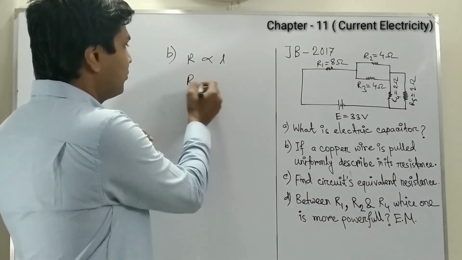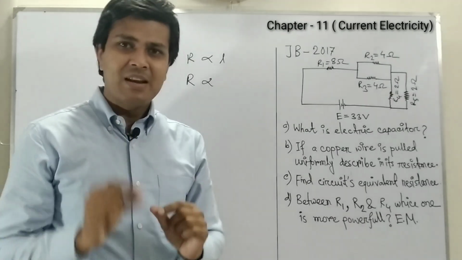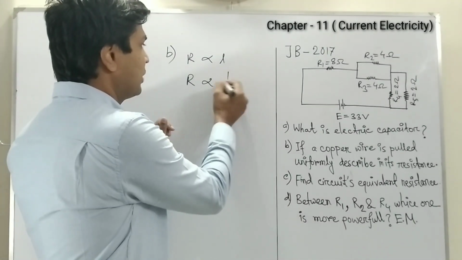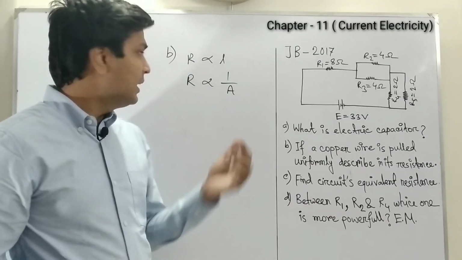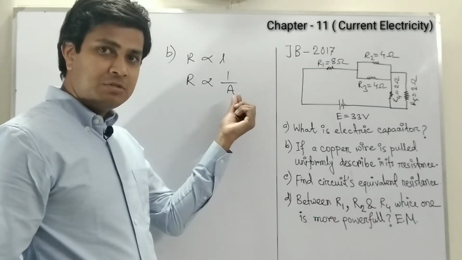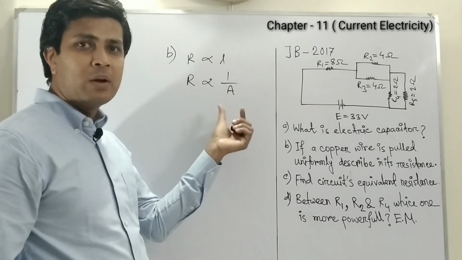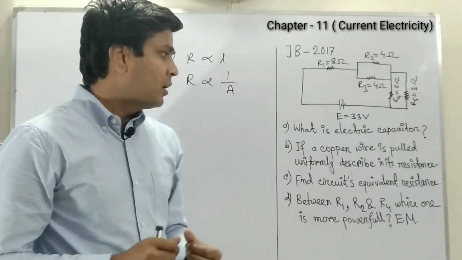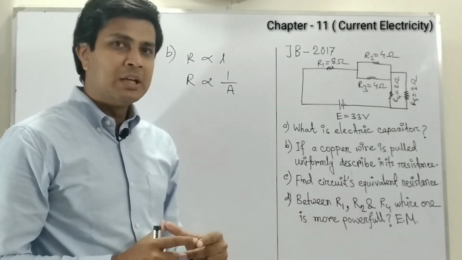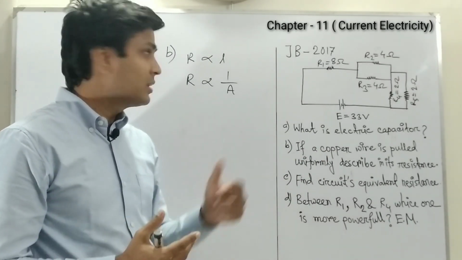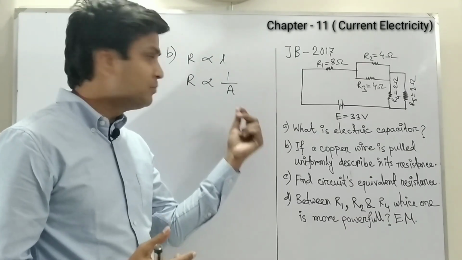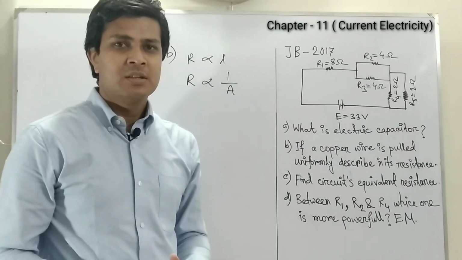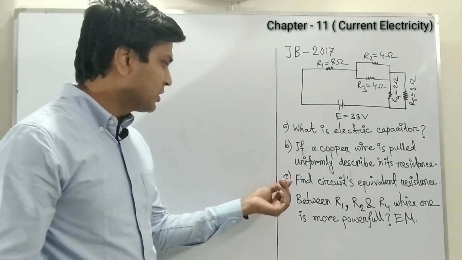And if you pull a wire, then its area will be less. And we know the resistance is inversely proportional to its area. That is why, as the area is decreased, the resistance of the wire will be increased. So in both cases, if you pull a wire uniformly, the length is increased, so the resistance is also increased. Similarly, the area is decreased, so the resistance is also increased. Hope you have understood.